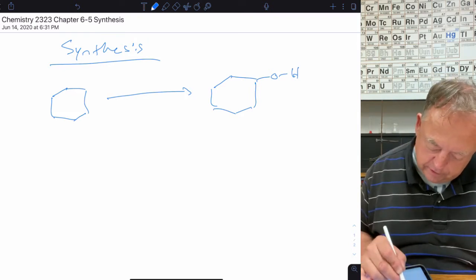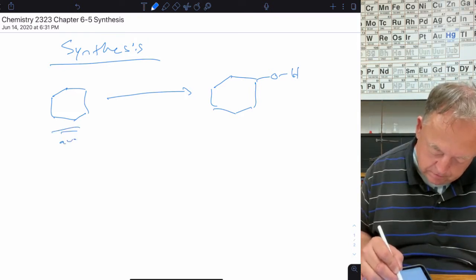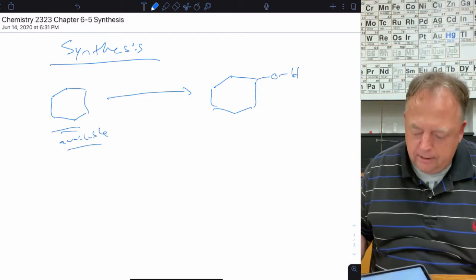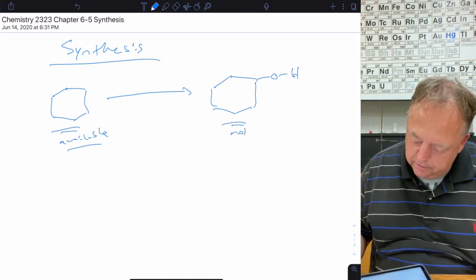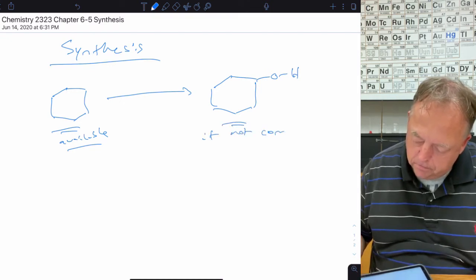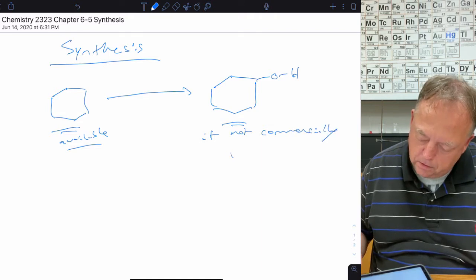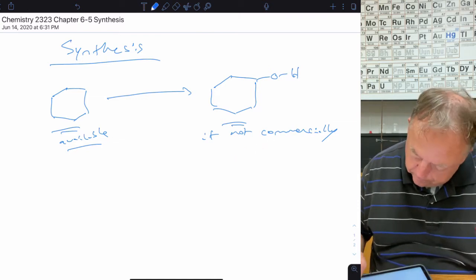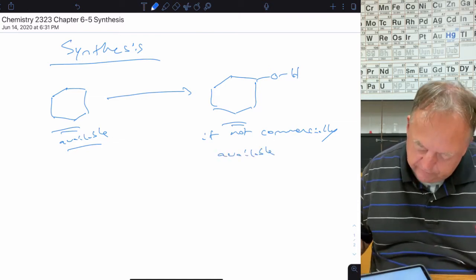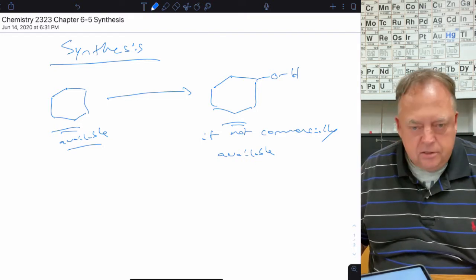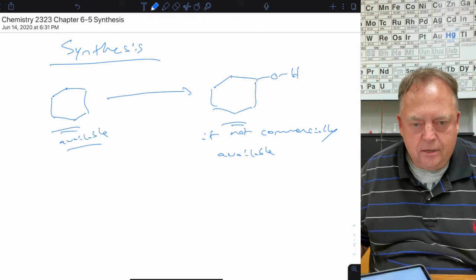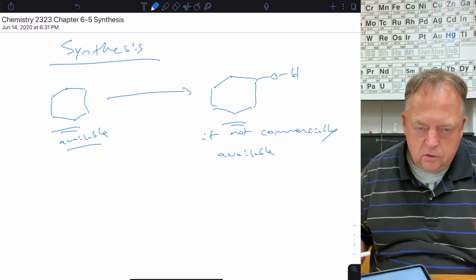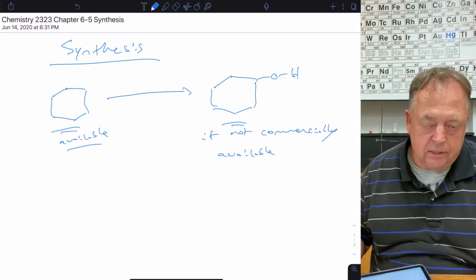So, but maybe this is available. Of course, these are both very simple molecules. They would both be available, but let's pretend like they're not. So maybe this is not commercially available, but you need it for some reason. Whatever that reason is, if you need it but it's not available, then the only option you have is to make it yourself. And so that's what synthesis is: to take something that is available and convert it through a sequence of reactions to something that you need that's not available.